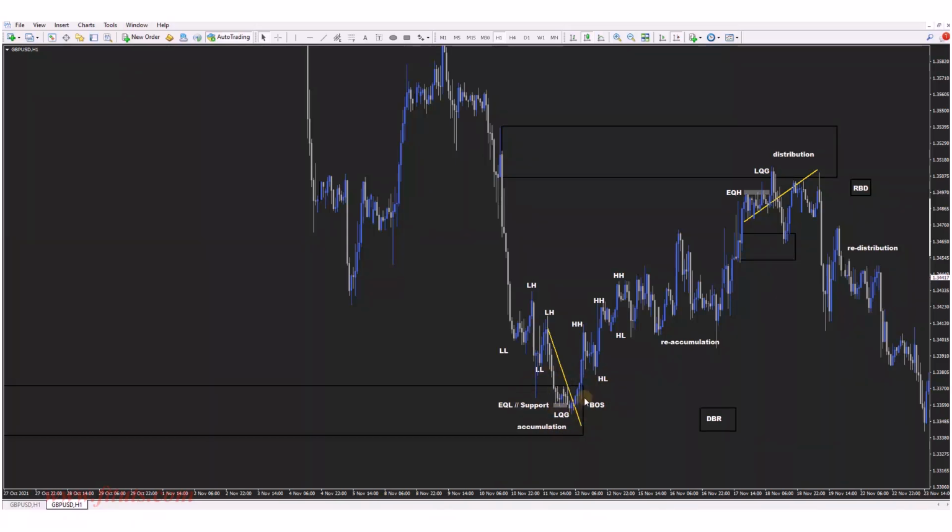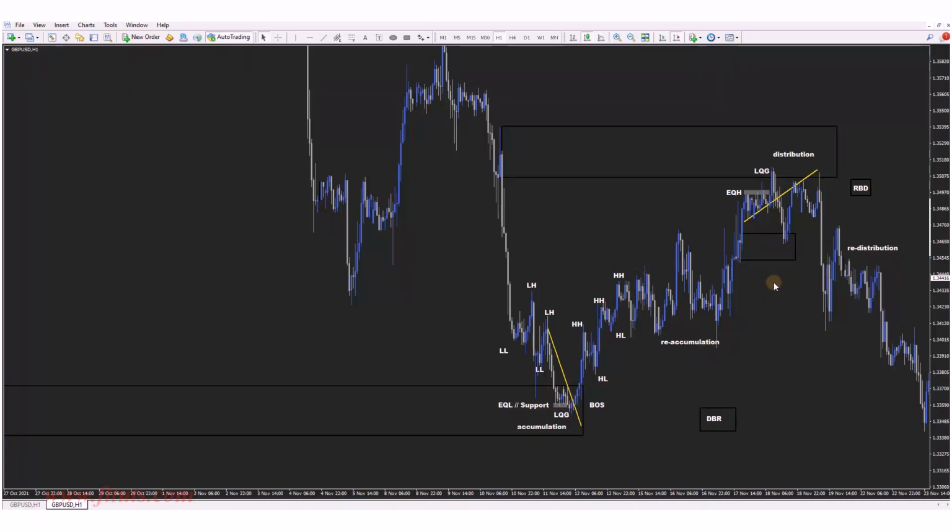The true buyers were waiting to make their move, even by inviting sellers to continue by creating the equal low as a support with liquidity grab. And then was our break of structure to make a fresh higher high by breaking the previous lower high. And when we see the new structure, new highs are created. So the next range I call the reaccumulation. So this is the DBR pattern, drop, base, rally.